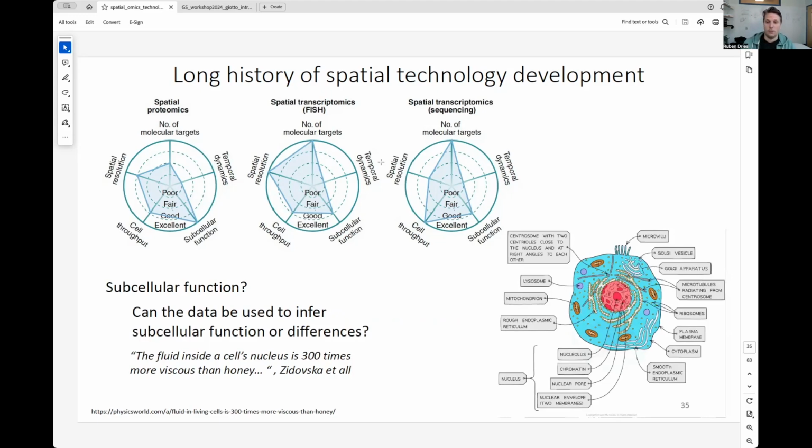That is somehow related to the resolution, obviously. What I always think is really interesting to know is that the fluid inside a cell's nucleus is actually 300 times more viscous than honey. So understanding where transcripts originate or where they accumulate can be very informative, and it's not a random process.